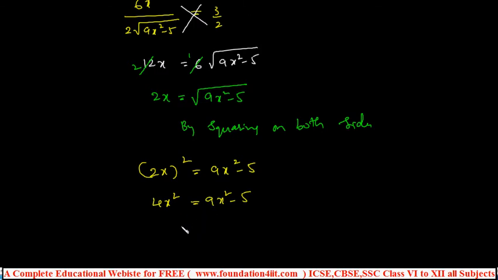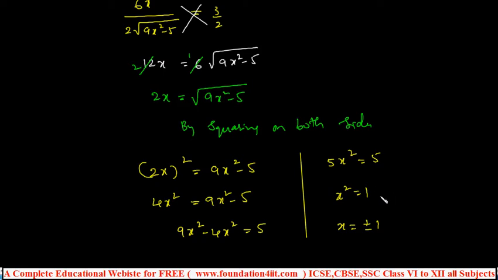Simplify this. 9x² − 4x², taking this to the other side, plus 5. Continuing the simplification, 9 minus 4, 5x² = 5. Then x² = 1, because 5 divided by 5. So x = ±1.